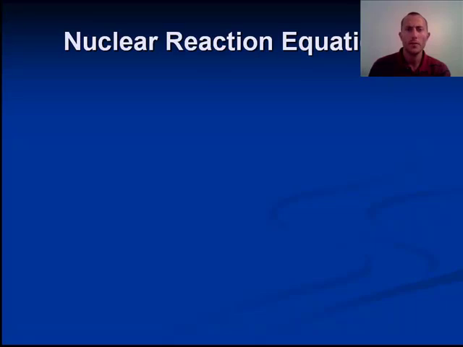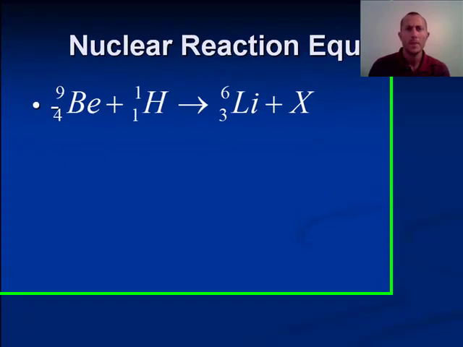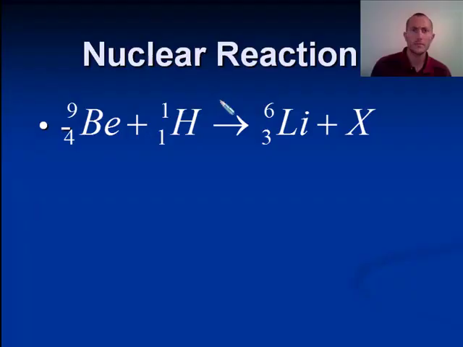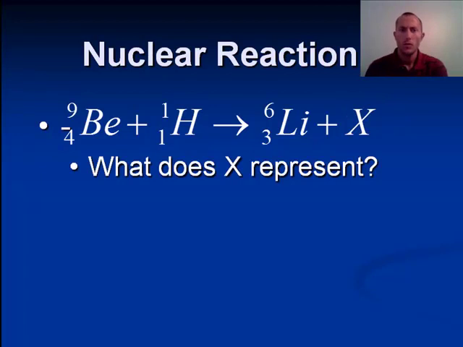Okay, so let's look at a couple more equations and work through them just to make sure you have the right idea. So here we're starting with a nucleus of beryllium, 4 protons, atomic mass of 9. It's being bombarded with a proton, a hydrogen nucleus. We end up with a nucleus of lithium plus some unknown element. What does X represent?